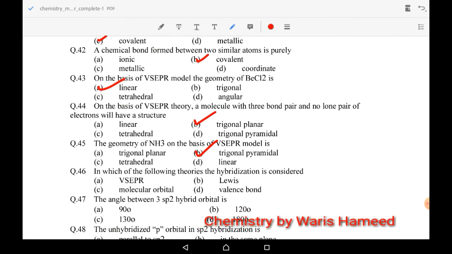In which of the following theories is hybridization considered? Hybridization is considered in valence bond theory, so its correct option is D. The angle between three sp2 hybrid orbitals is 120. When three sp2 hybrid orbitals orient themselves in one plane, then it will have 120 angle.